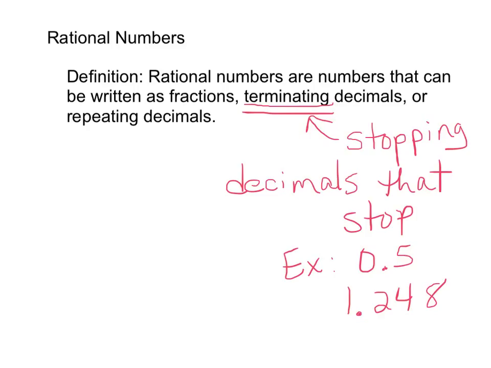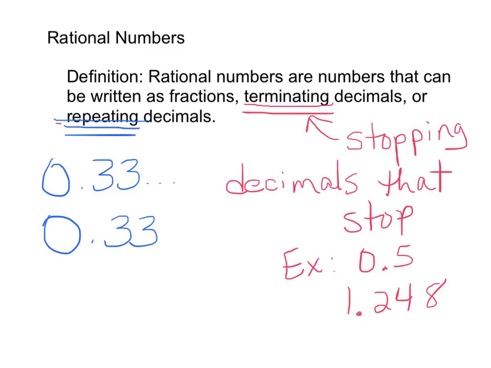Or rational numbers are repeating decimals. So decimals like 0.33 ... Or we could write it as 0.33 with a repeat bar. Those types of numbers are rational numbers.